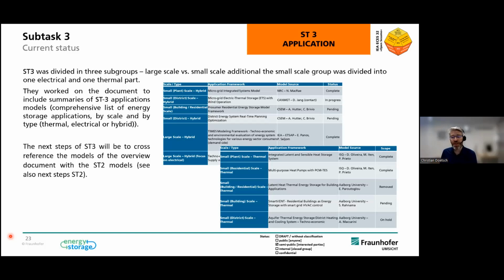That means we are mixing the models with the applications. You can see here some screenshots of the tables: what is the application framework, the model source, for example, and what is the status, where something is complete, pending, on hold, and so on. So this is on the workbench at the moment.